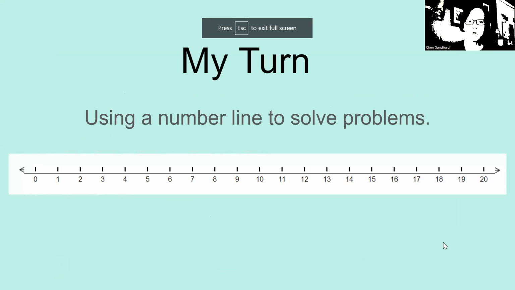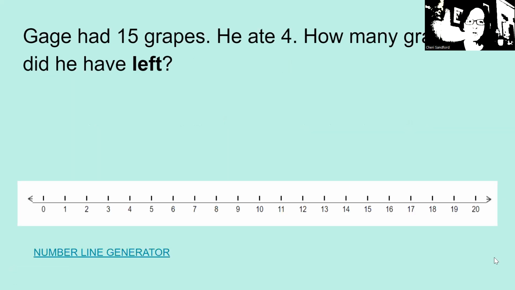This time I'm going to use a number line to help solve my problem. And because we've been doing problems up to 20, I have numbers 0 through 20 on my line. Gage had 15 grapes. He ate 4. Now I know that if you eat something, it's gone. So that's taking away. So I'm going to subtract in this problem. How many grapes did he have left? And the word left also means I'm subtracting. So I know this is a subtraction problem.